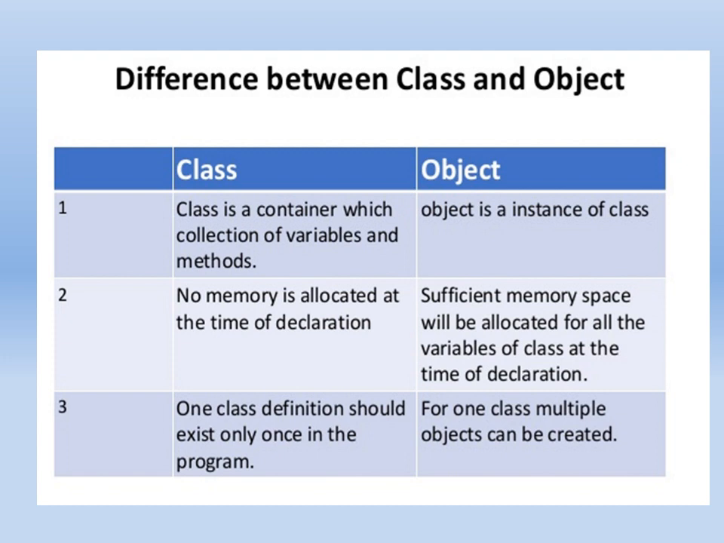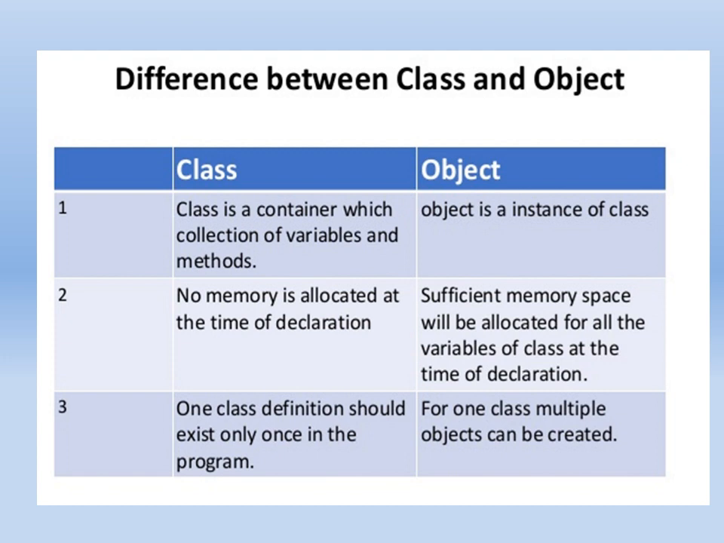First point: a class is a container which is a collection of variables and methods. So we can say that a class is a container which consists of the data members and the member functions, or a group of variables and the methods. But an object is an instance of a class. So that is the variable which is created from the class.